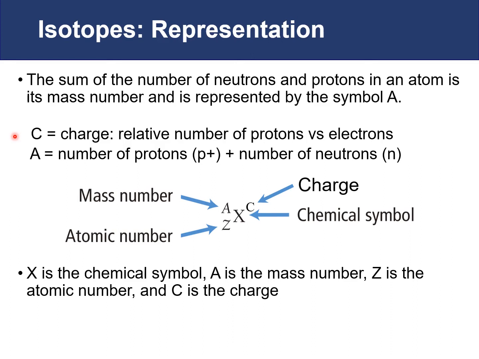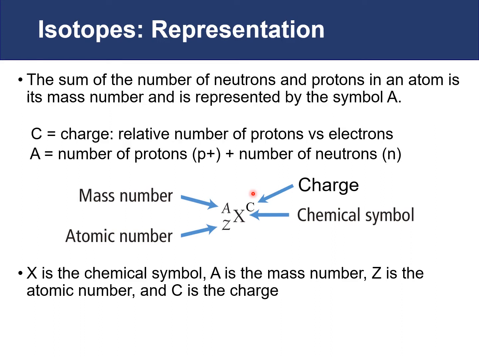Now, because electrons have a negative charge, if you have an extra electron, one extra electron would give you a -1 for the charge because you have one extra subatomic particle with a negative charge. If, however, you have one fewer electron than you have protons, you would have a charge of +1. A 0 means you have the same number of protons and electrons.